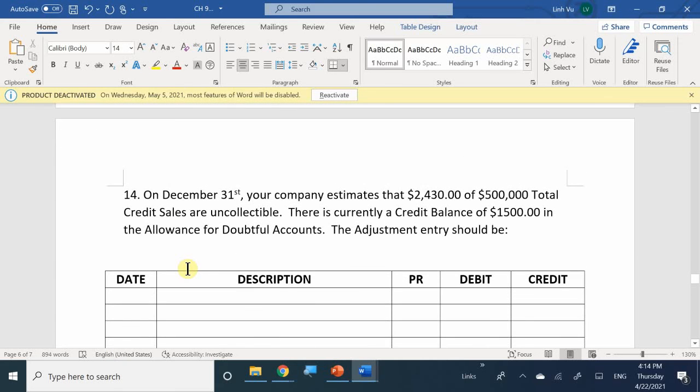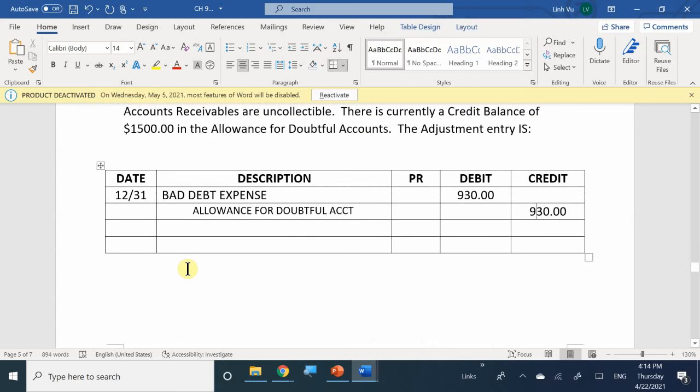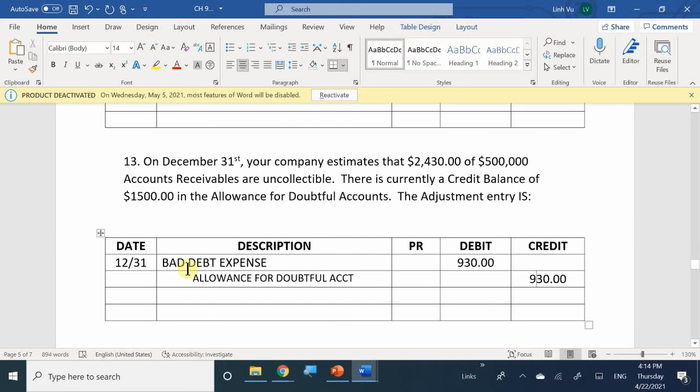All right. I'm sorry, on the last one, what was the second allowance for doubtful accounts? Okay, thank you. Yes, for the same one, 930.